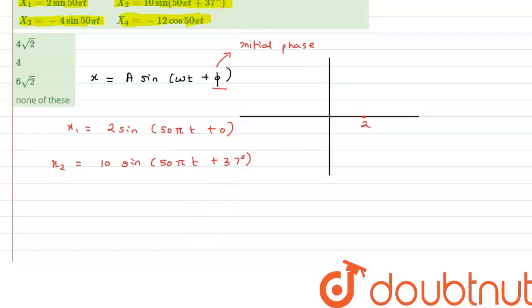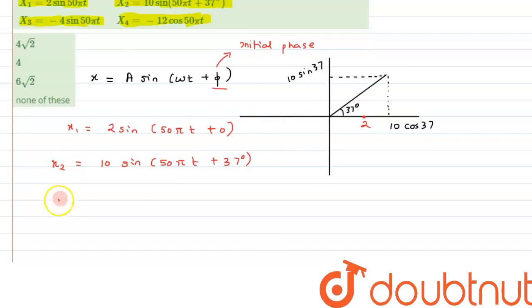So the particle has to be drawn over here. If we try to draw, this is the particle position, and it has an angle of 37 degree. So its projection on the x-axis will be 10 cos 37, and its projection on the y-axis will be 10 sine 37. So this is the amplitude for particle 2 that we have calculated.